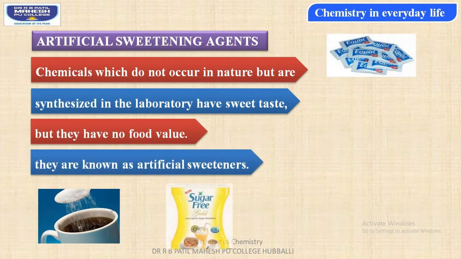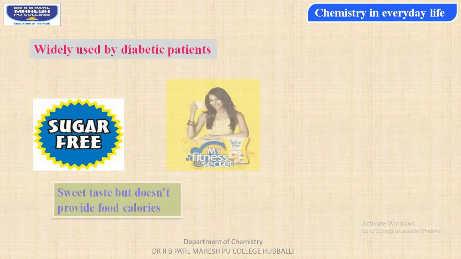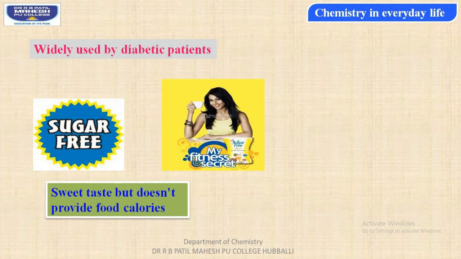Students, artificial sweetening agents are synthesized in the lab by means of chemical reactions. They give us sweet taste but don't add extra calories. So they are widely used by diabetic patients, as sugar free, which has a sweet taste but does not provide food calories.